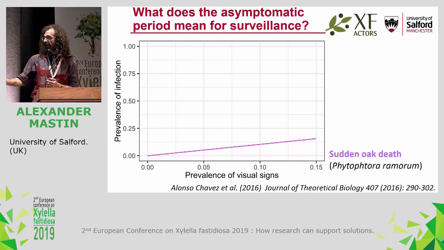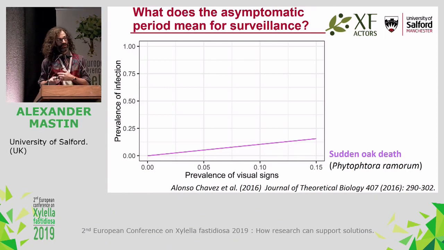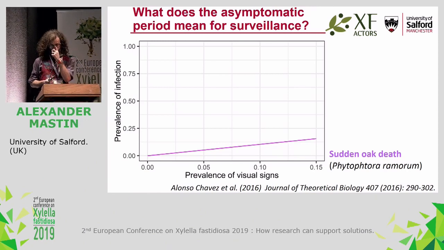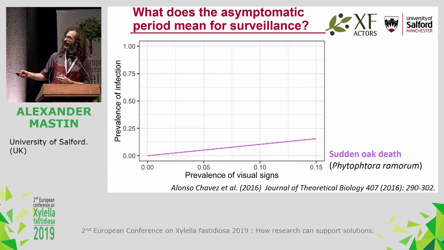If you look at this paper here by Vasti Alonso Chavez, where she looked at the impact of asymptomatic period for detection. She looked at a few different pathogens, including Phytophthora ramorum, which spreads relatively slowly and only has a very short asymptomatic period. And as you can see, for Phytophthora ramorum, at an apparent prevalence of about 15%, the true prevalence is also about 15%. So there's not very much of a difference.